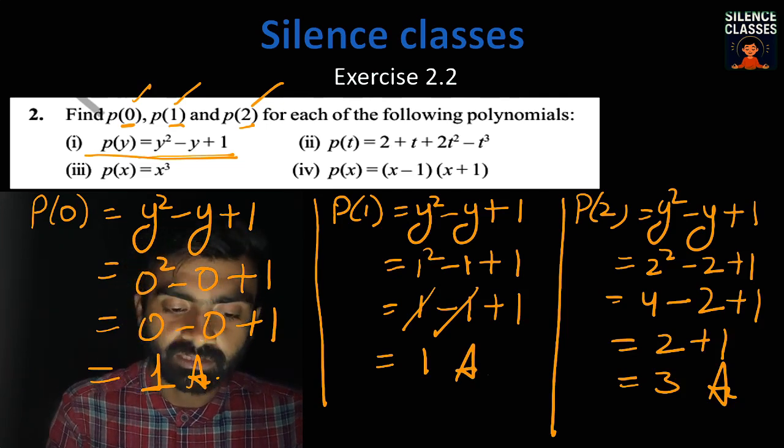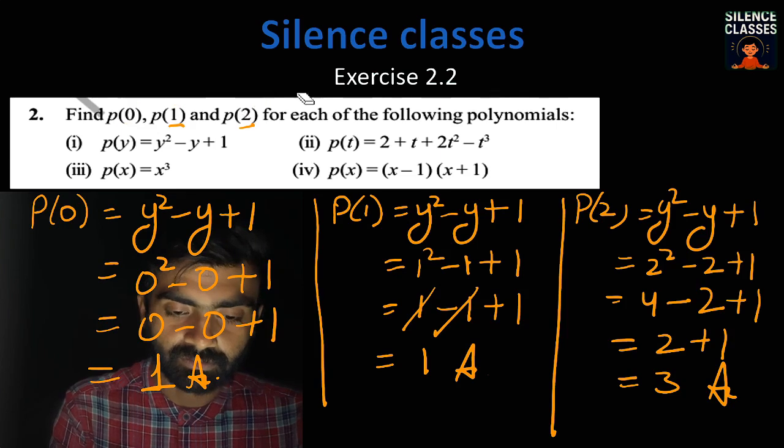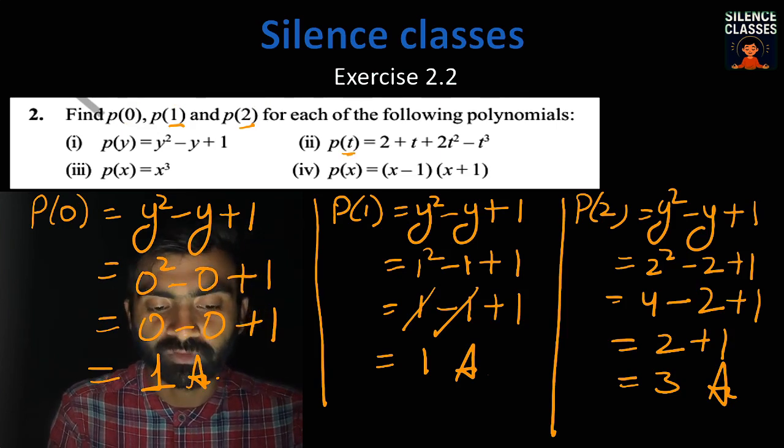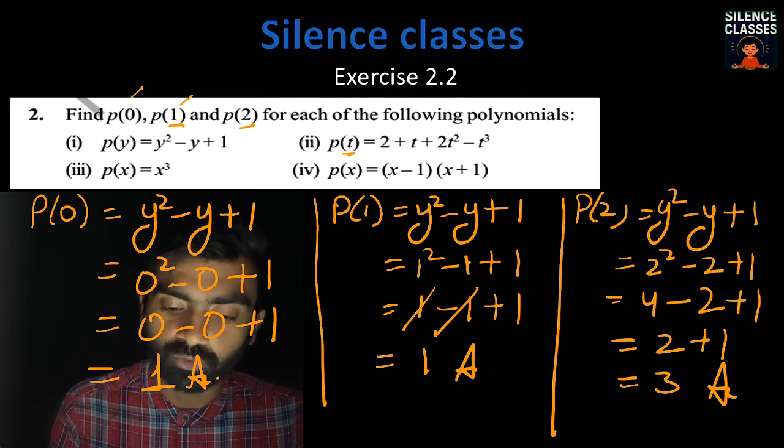Now again, in the place of t, first of all we have to put 0, then we have to put 1, then we have to put 2. Let's check it out.